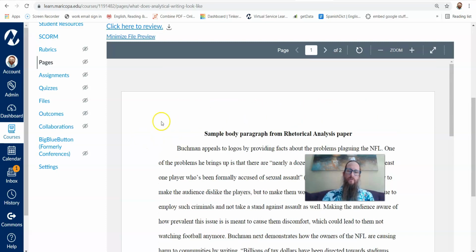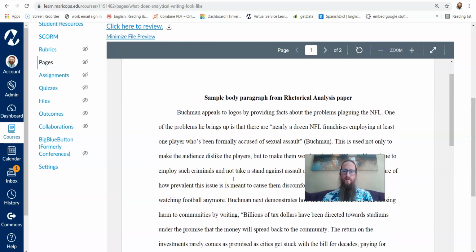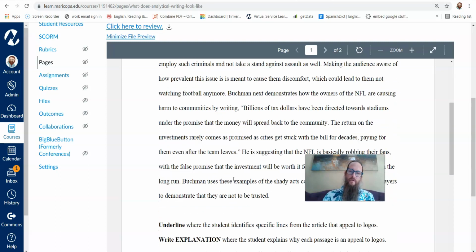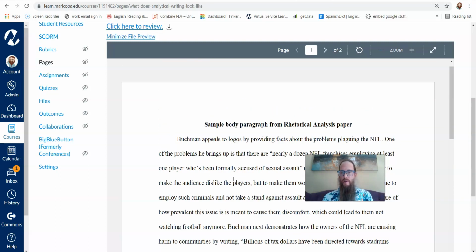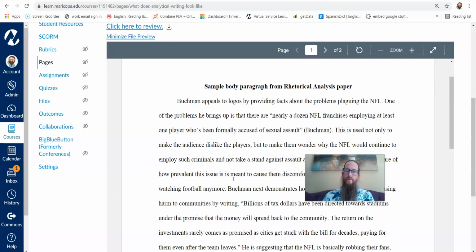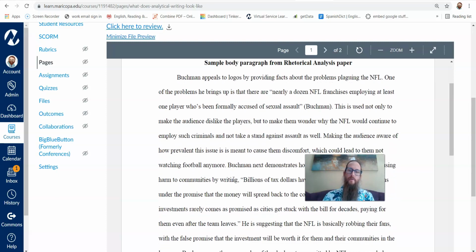And so to learn how to do what I'm expecting you to do in this paper, I have a nice sample paragraph from a paper that received an A from a past student. Now, it's not a perfect paper, but it's pretty good, right? And so that should help motivate you, but also help you see what analytical writing looks like.